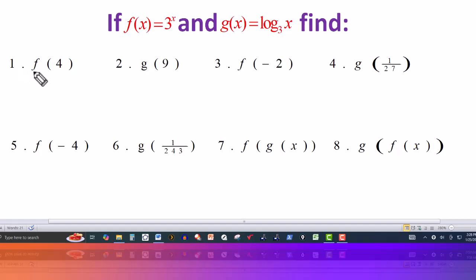So for number 1 we have f of 4. So we look at the function, evaluate it at 4, and since it's 3 to the x, we simply plug in 4. And 3 to the 4th power, 4 factors of 3, is 81.